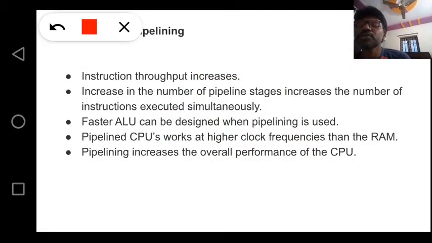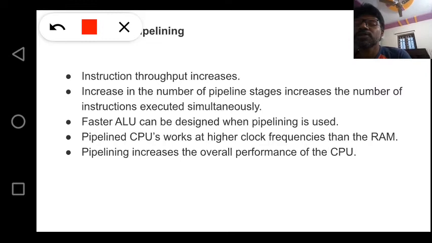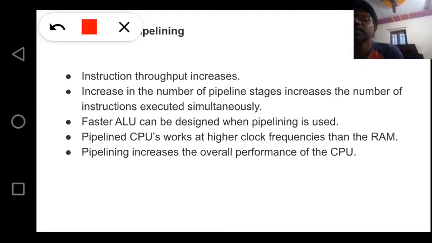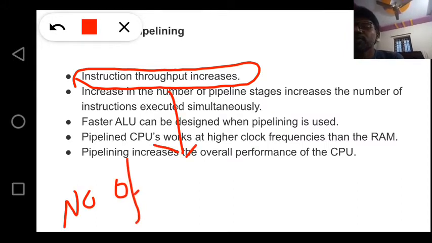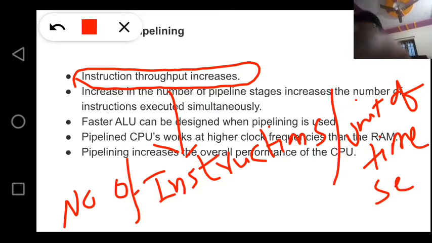So when it comes to pipelining, this is the pipelining process, but of course there are very much advantages with the pipelining concept. The first advantage is that instruction throughput increases. Throughput in the sense is the number of instructions executed per certain unit of time. That time may be seconds or something else.